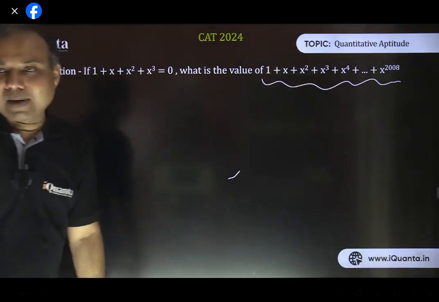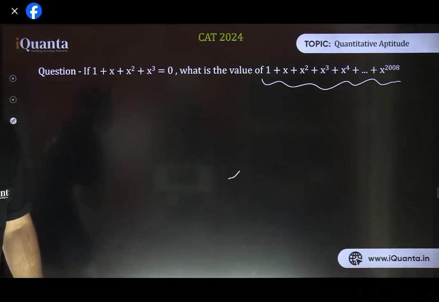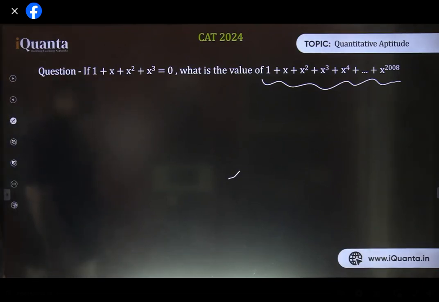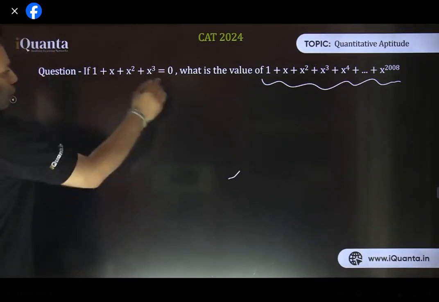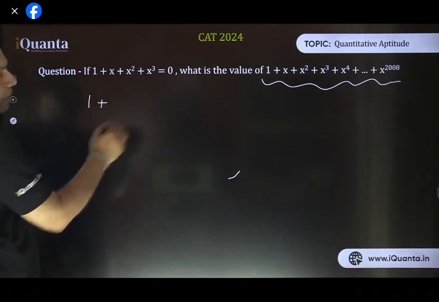These types of questions have been part of CAT repeatedly. This type of thing has also been part of the exam repeatedly. So how to go about it? Okay, let's do it together. Accept this one, leave this one together, leave this one separate.